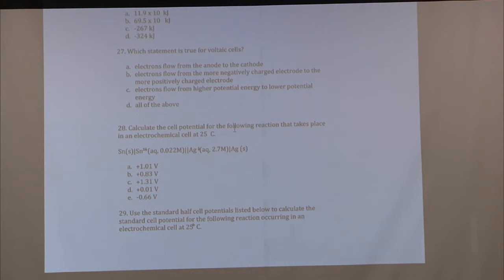D, all of the above, is that everyone saying that? Yep. Okay. So number 27 will be D. Number 26 was negative 324 kilojoules, so D.